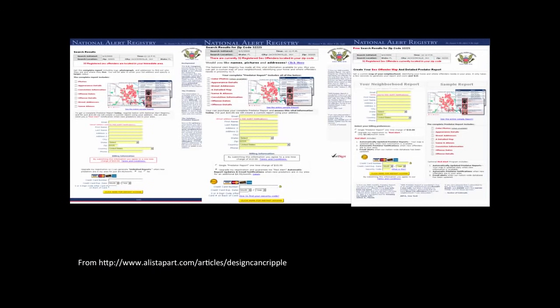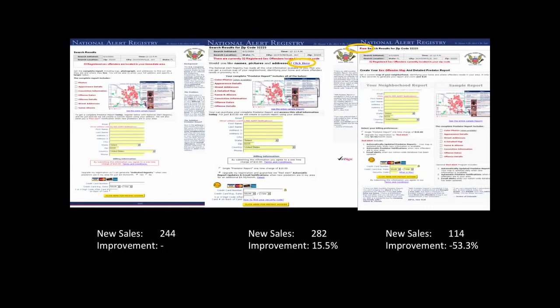Well, if we look, here are our three options side by side, so you can compare them. Basically, the first two are very similar with a few changes in language. The third one changes the layout. And what we see is that for the period that they tested, the original generated 244 new sales.